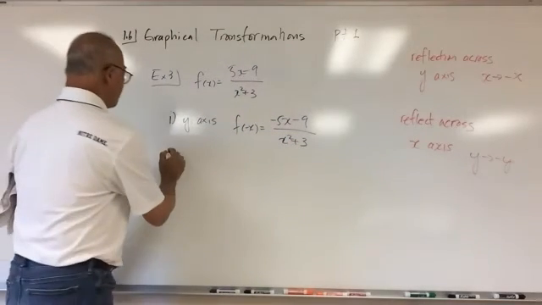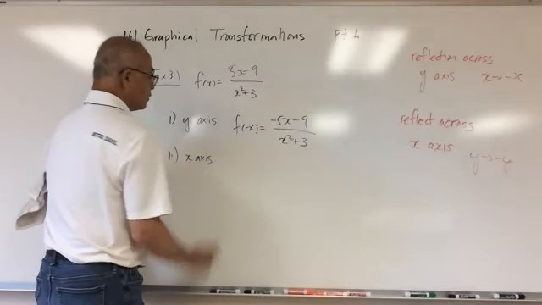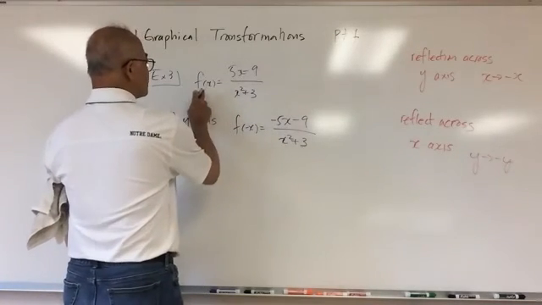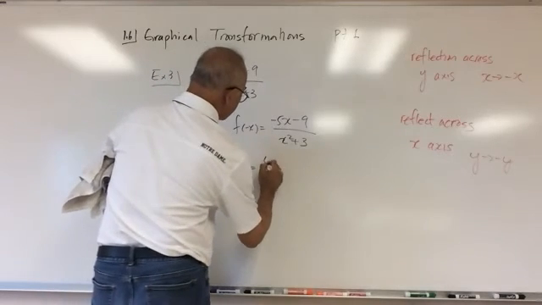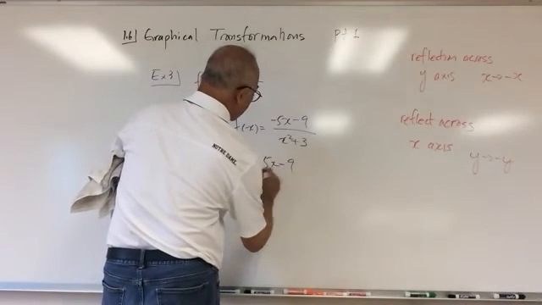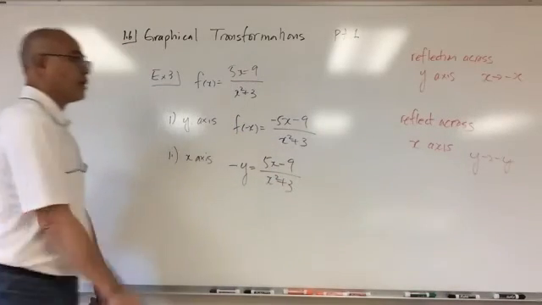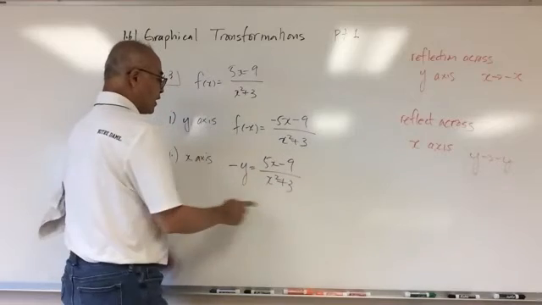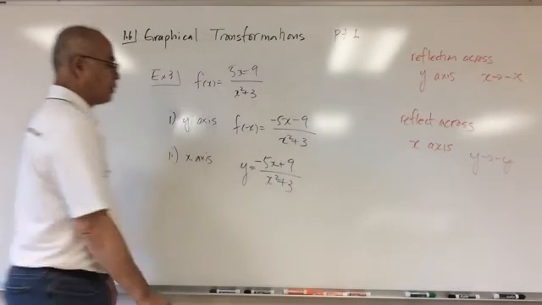Okay, so if I reflect across the x-axis, where y is, I'm going to put negative y. So this is y, right? So I'm going to put negative y is equal to 5. This would be your answer. So if I clean this up, I'm going to multiply both sides by -1. This goes away, and it becomes that.